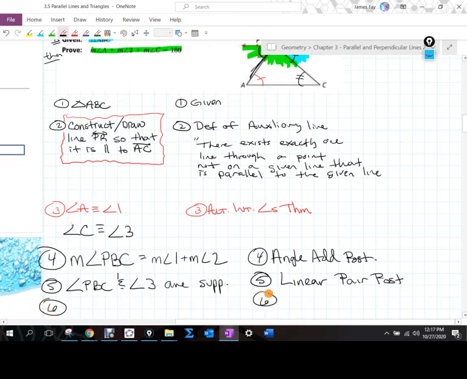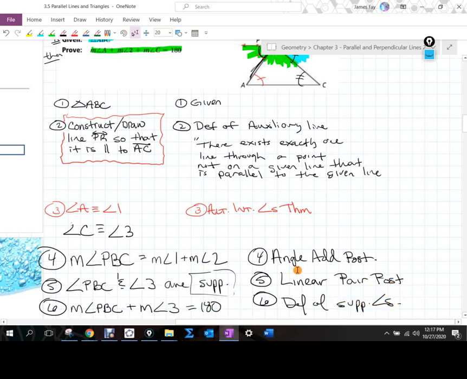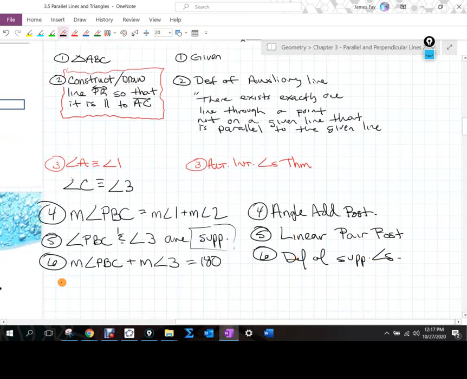Now step 6, we just introduced the word supplementary about those two angles. So let's write down what that means to us. It means the measure of angle PBC plus the measure of angle 3 equals 180, right? Would you guys agree with that? Okay. Definition of supplementary angles. Keep rolling with that for a moment. So right now I've got PBC plus 3 is 180.